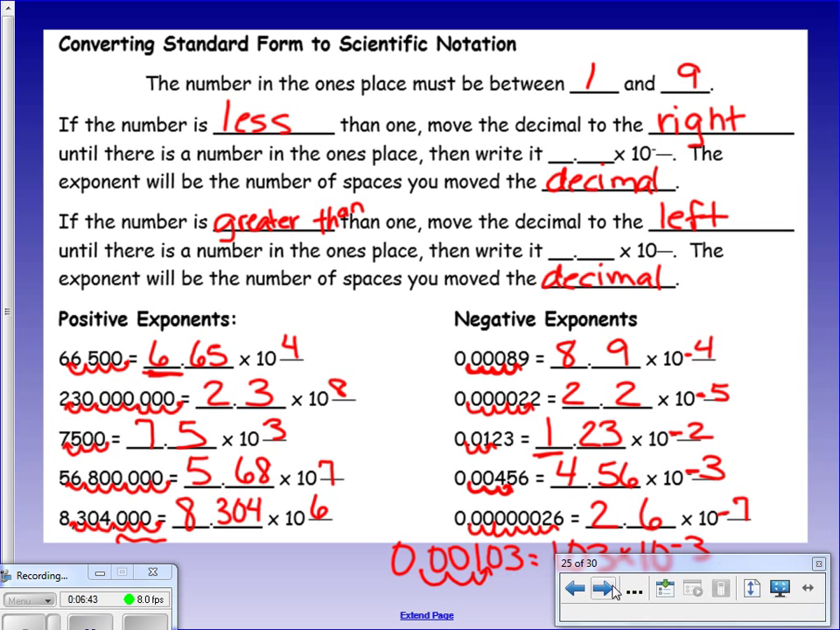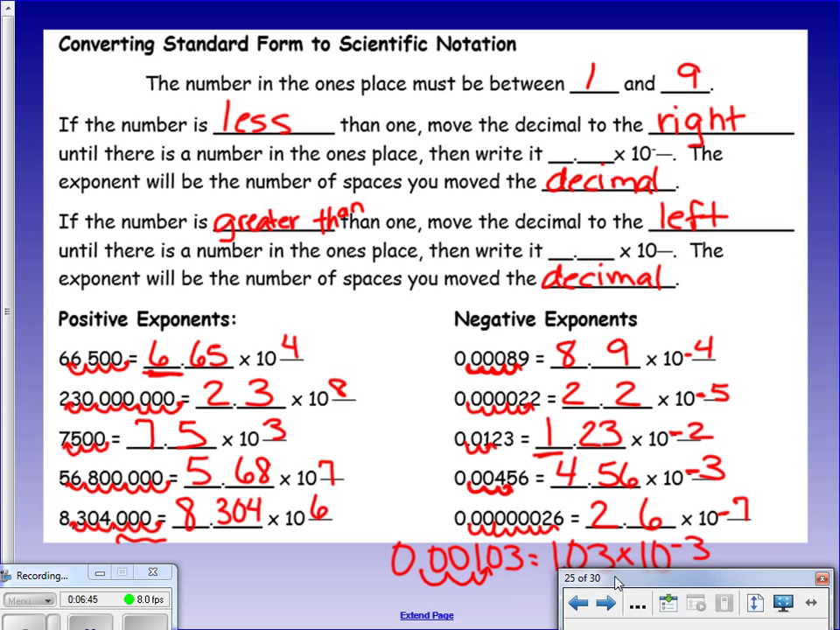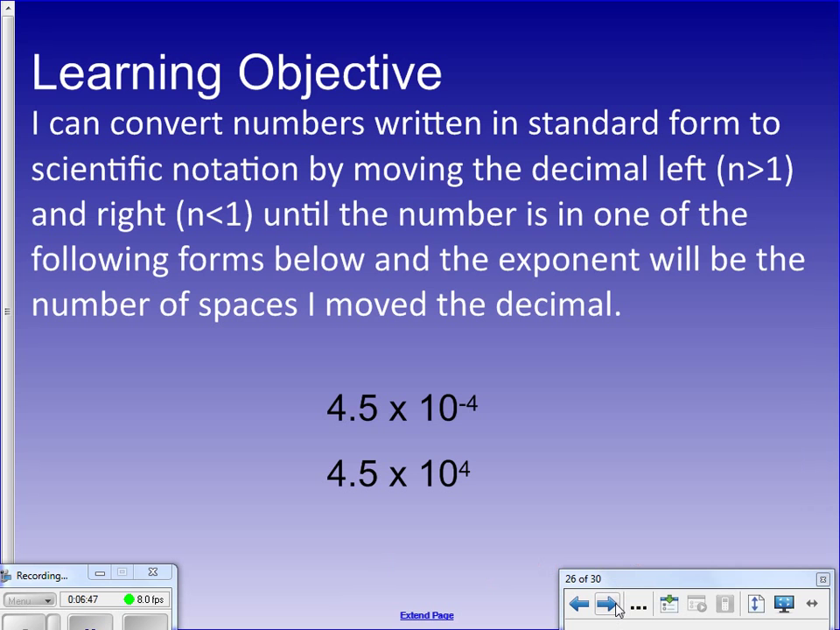If you need to, pause the video now if you don't have all this in your notes. All right, so what you should be able to say now at the end of this video is that you can convert numbers written in standard form to scientific notation by moving the decimal to the left for numbers that are greater than 1 and to the right for numbers that are less than 1 until the number is in one of the following forms below, and the exponent will be the number of spaces that you move the decimal.